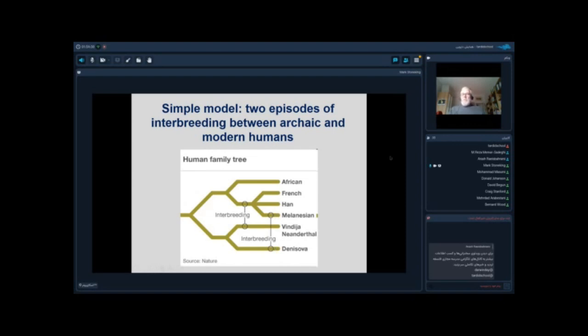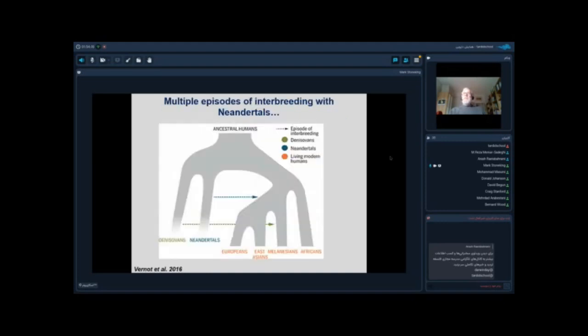But if there's one thing we've learned about human evolution, it's that simple models are not likely to be correct. And what we know now from a decade of further research is that there have been multiple episodes of interbreeding between modern humans and Neanderthals. So here in this tree, you see the Neanderthal gene flow into the ancestor of all non-Africans. And you also see the Denisovan gene flow into the ancestor of Melanesians.